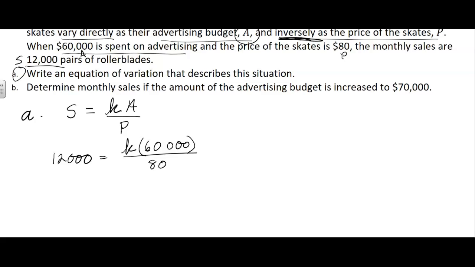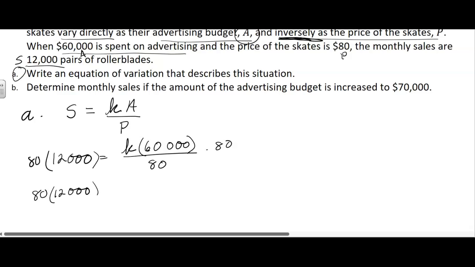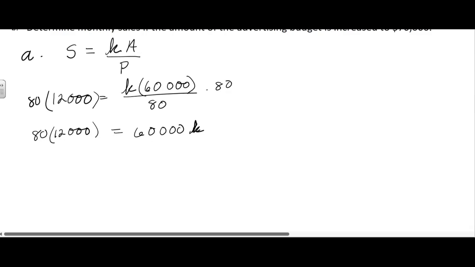Okay. So, there's a couple ways you could do this. I might write this as multiplying by 80, right? So maybe 80 times 12,000 equals 60,000 K. And so let's see, what's that going to be? Divide by 60,000, right? So 80 times 12,000 divided by the 60,000 is going to equal K.